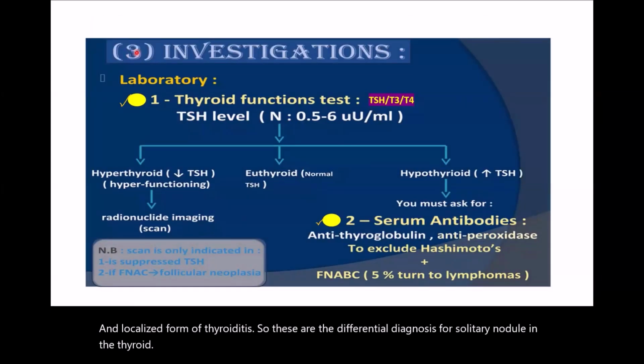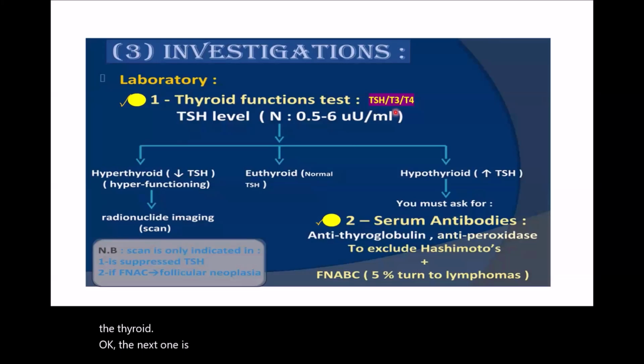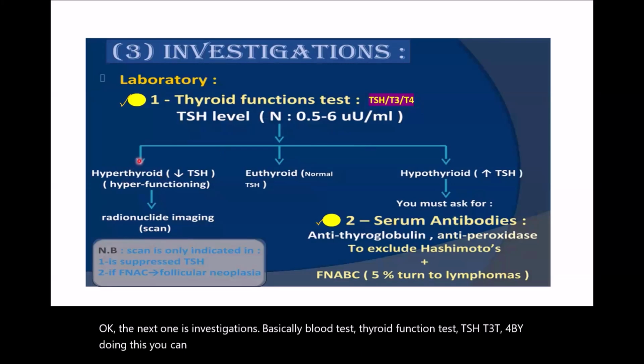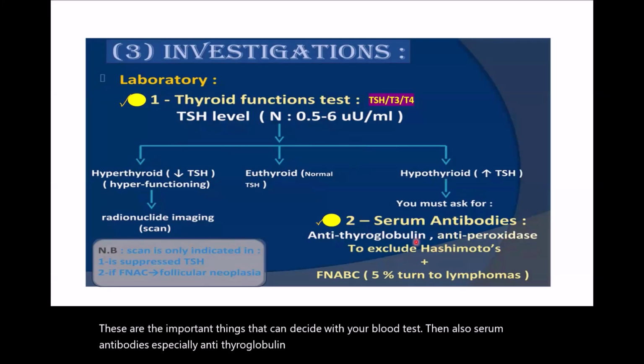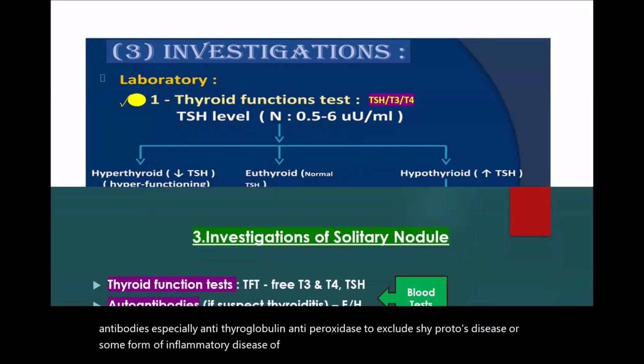Okay, the next one is investigations. Basically, blood test: thyroid function test, TSH, T3, T4. By doing this, you can know whether the patient is hyperthyroid, euthyroid, or hypothyroid. These are the important things that you can decide with your blood test. Then also serum antibodies, especially anti-thyroglobulin and anti-peroxidase, to exclude Hashimoto's disease or some form of inflammatory disease of the thyroid.